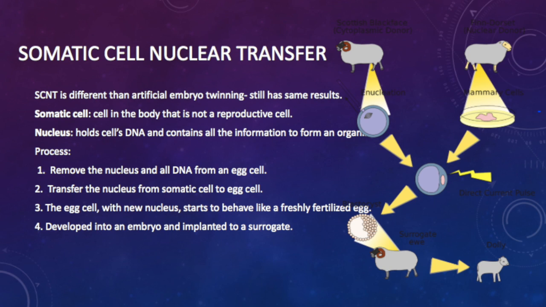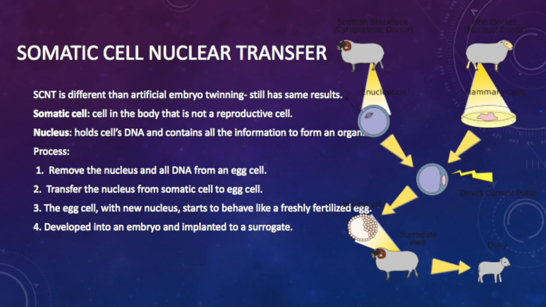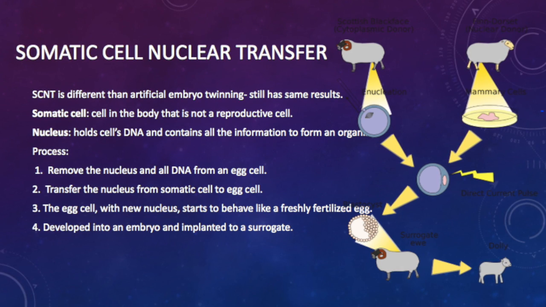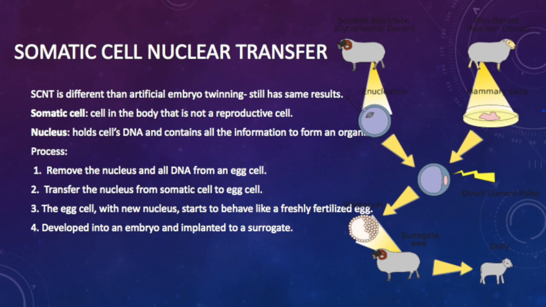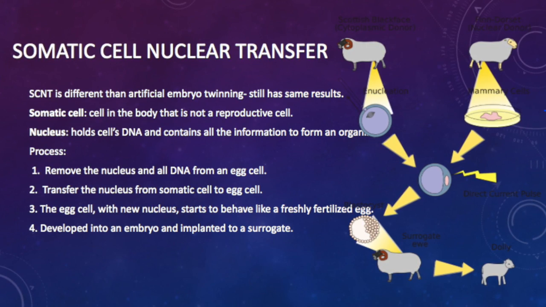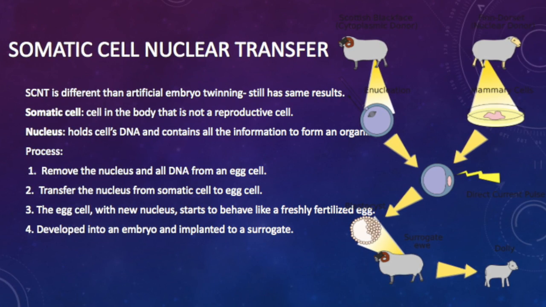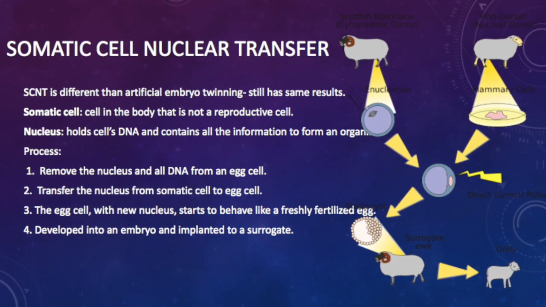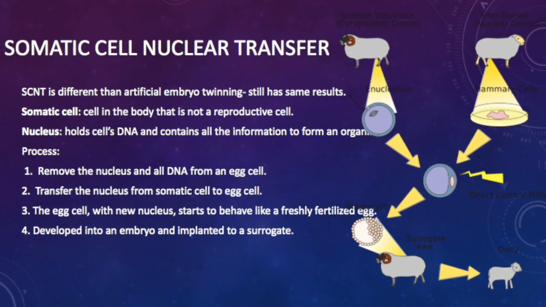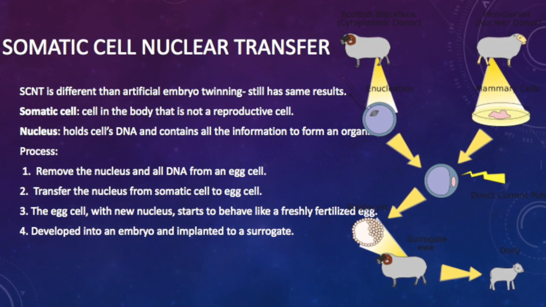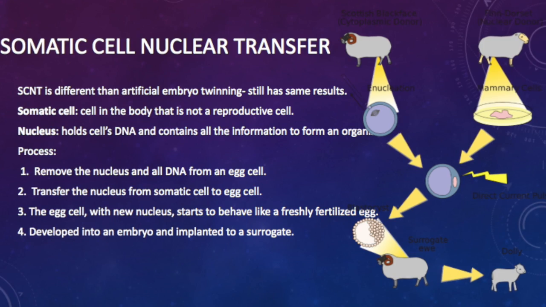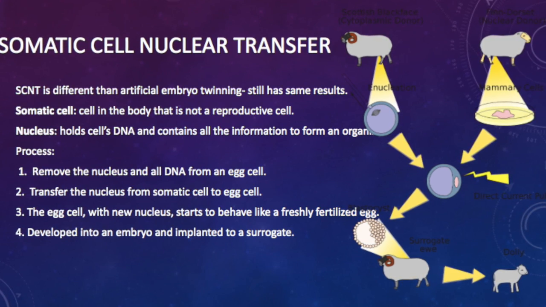A somatic cell is any cell in the body other than reproductive cells. Reproductive cells are also known as germ cells. In mammals, every somatic cell has 2 complete sets of chromosomes, whereas the germ cells have only 1 complete set. The nucleus is a compartment that holds the cell's DNA. The DNA is divided into packages called chromosomes, and it contains all the information needed to form an organism.